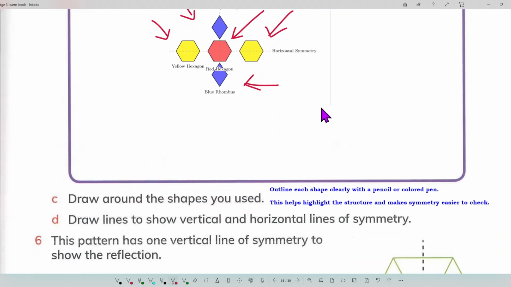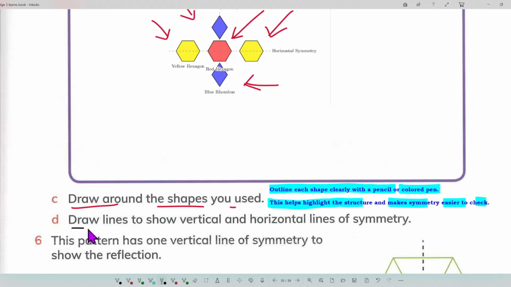Part C, draw around the shapes you used. Outline each shape clearly with a pencil or colored pen. So first we have to draw and then we will color. This helps highlight the structure and make symmetry easier to check. So how is it easier to check?